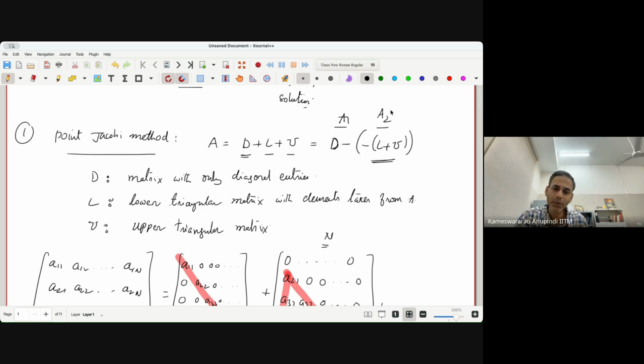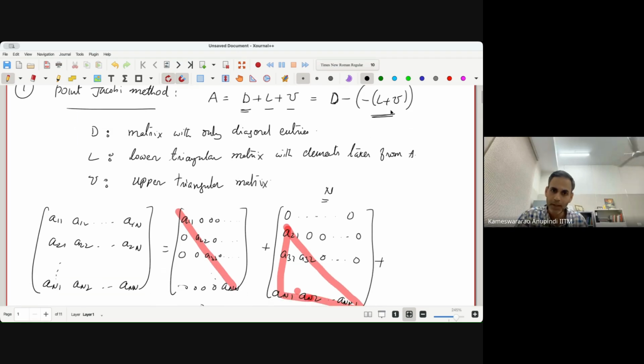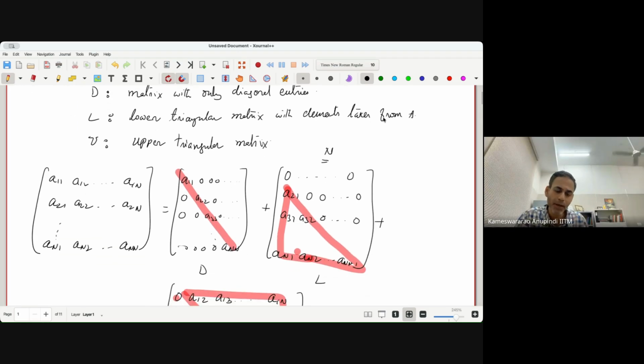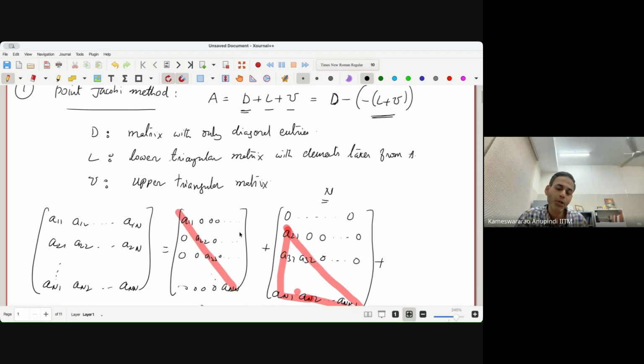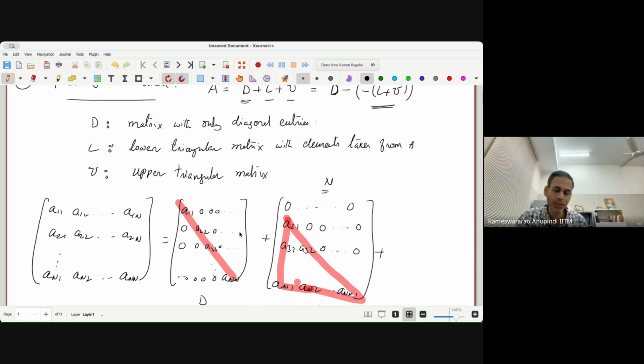We say it is the easiest possible because it is very easy to invert a diagonal matrix, right? The inverse of a diagonal matrix is simply a matrix with the diagonal elements being inverted. That means the inverse of this is simply 1 by A11, 0, 0, 0, 0, 1 by A22, 0, 0, 0, and so on, right? So essentially it is very easy to invert a diagonal matrix. So the point Jacobi method is the simplest possible such decomposition.